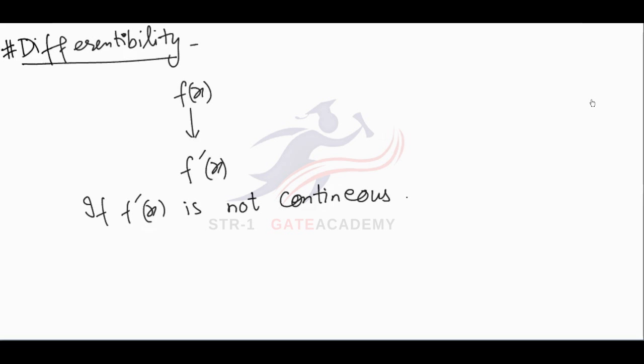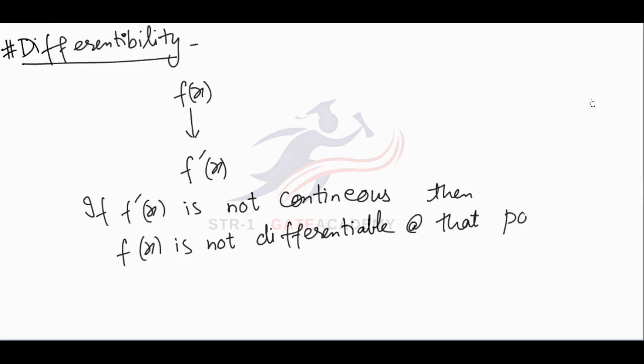For continuity, we know that the left hand limit should be equal to the right hand limit, which should be equal to the function value itself. That is for continuity. For differentiability, you find out f dash x. If f dash x is not continuous, then f x is not differentiable at that point. In very simple language, find out f dash x; if f dash x is not continuous, then f x is not differentiable at that point.